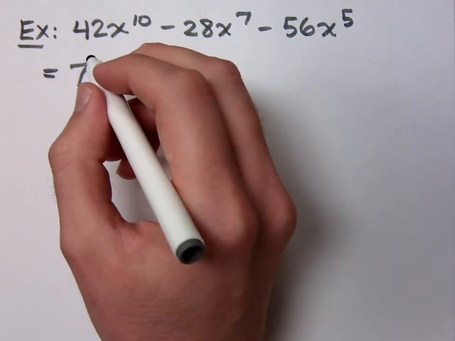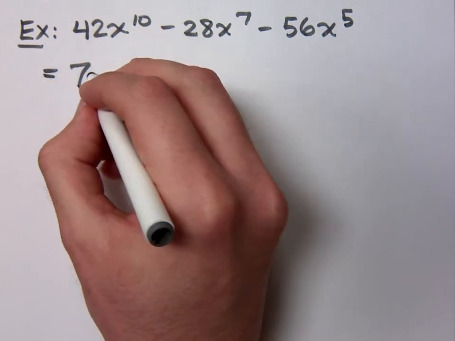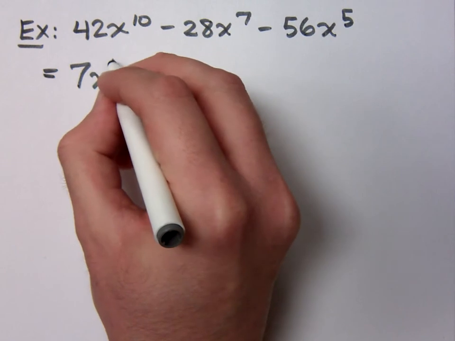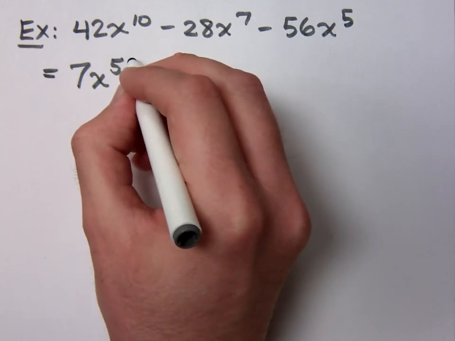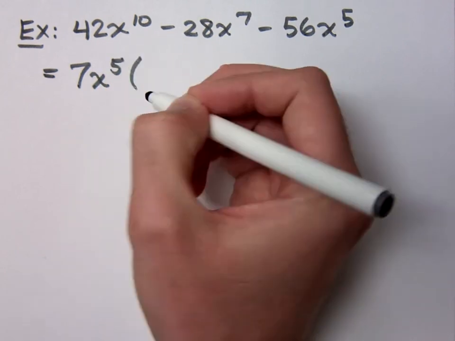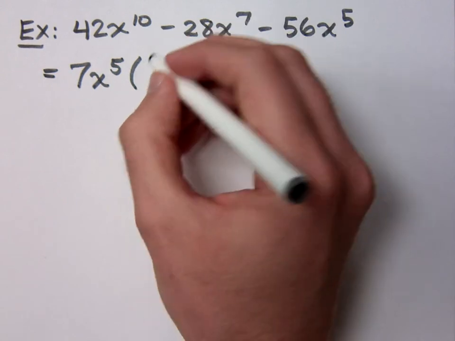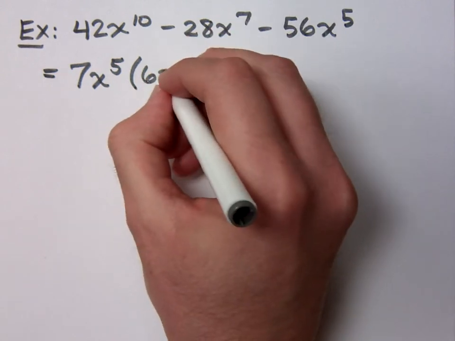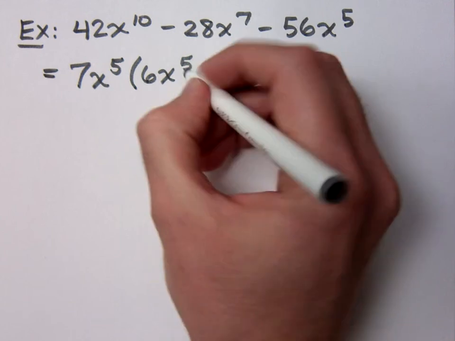How much x are you going to take out of everybody? 5. And take out x to the 5th. So if I factor out the 7x to the 5th, what do I have now? 6x. I have 6x to the 5th. Then what?